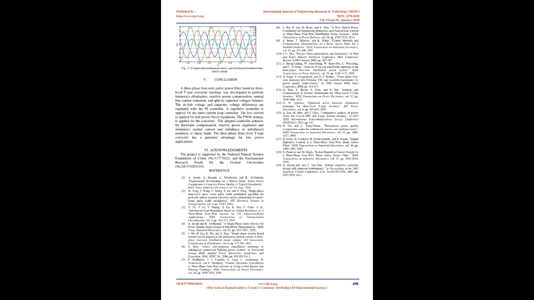V. Conclusion. A 3-phase 4-wire active power filter based on 3-level T-type converter topology was investigated to perform harmonics elimination, reactive power compensation, neutral line current reduction, and split DC capacitor voltages balance. The DC link voltage and capacitor voltage differences are regulated with the PI controller. A repetitive controller is applied for the inner current loop controller.